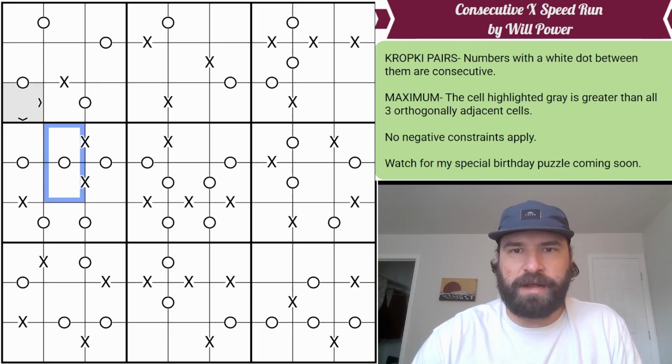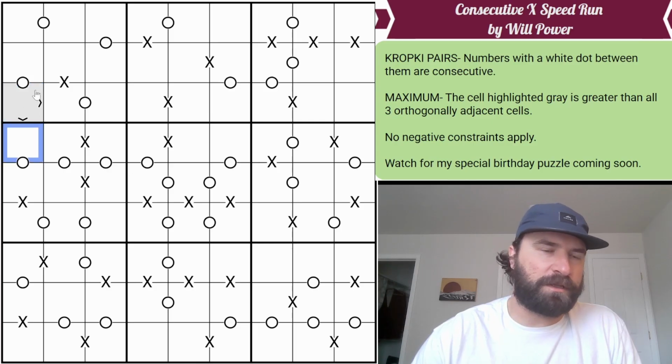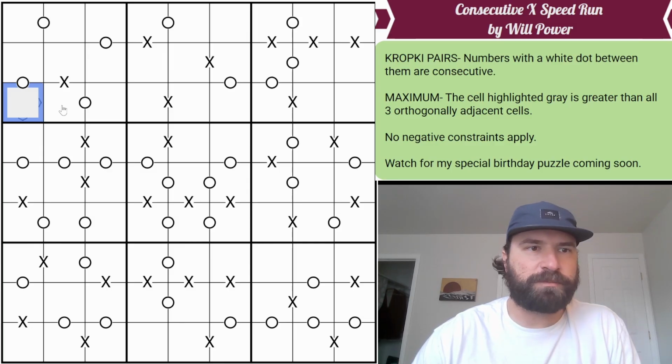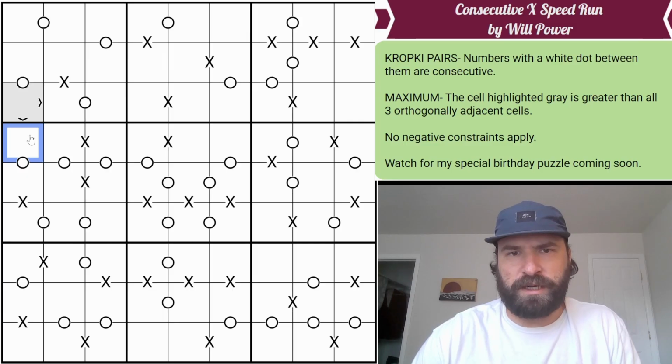Maximum, the cell highlighted gray is greater than all 3 orthogonally adjacent cells. So the things that look like arrows on the outside are actually greater than or equal to signs. So this cell right here, whatever number's in here, is bigger than all 3 of the cells surrounding it. No negative constraints apply. Interesting.